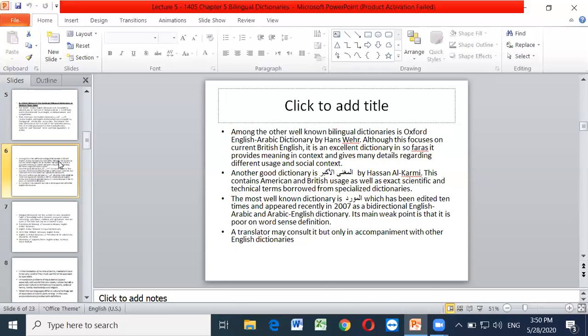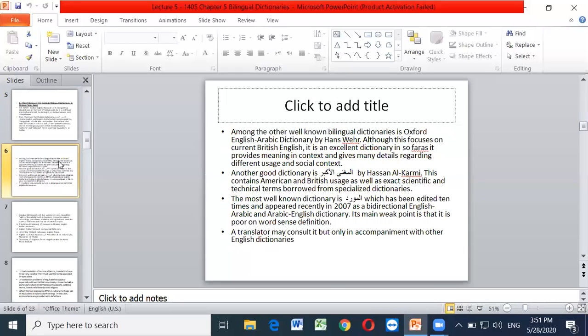The most well-known dictionary, the most popular dictionary, is Al-Mawrid. Al-Mawrid has been edited around 10 times, so that there are 10 editions, and the 10th edition appeared in 2007. It is a bidirectional dictionary in the sense that it is an English-Arabic dictionary and an Arabic-English dictionary.